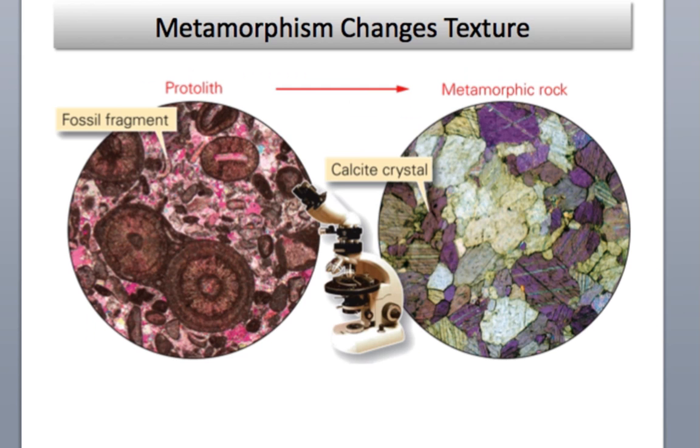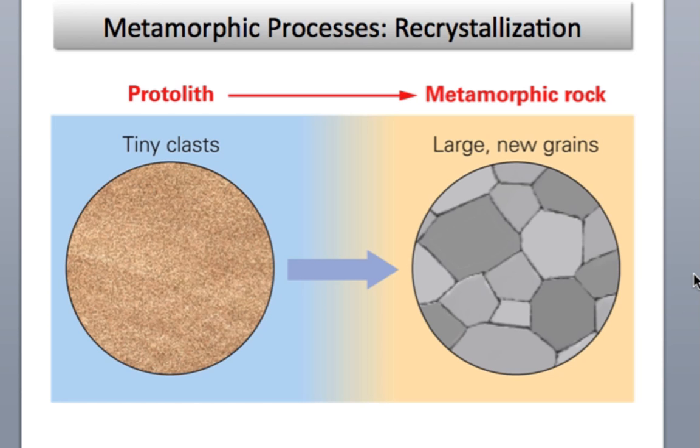And if we keep going here, the texture can also change. Here we have fossils and calcite in a limestone protolith, and then now we see the recrystallization where these grains are now interlocking. So there's a change in the texture. So recrystallization, same idea here. Here we have tiny broken particles, like in a sandstone, and then now they're interlocking like in a quartzite. And so that's a good example of recrystallization.